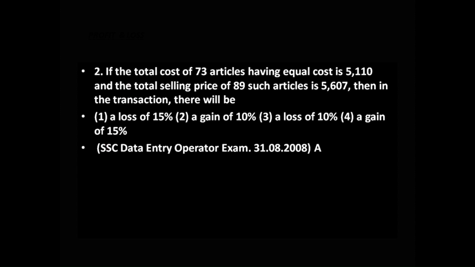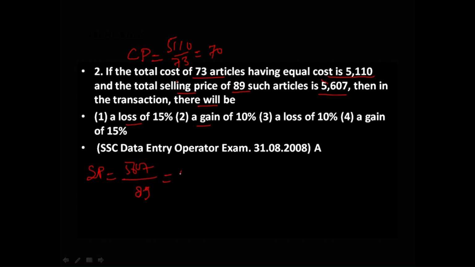Number 2 is: if the total cost of 73 articles having equal cost is 5110, and the total selling price of 89 such articles is 5607, then in the whole transaction there will be either a loss or a gain, and we have to find the loss or gain and its percentage, right? First, the CP of one article is 5110 divided by 73 equals 70. And what is the SP of one article? It's 5607 divided by 89, which is 63.